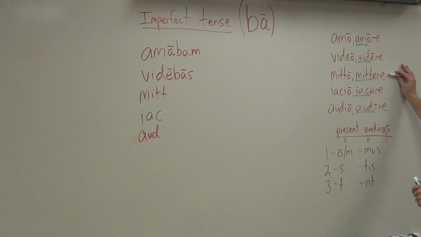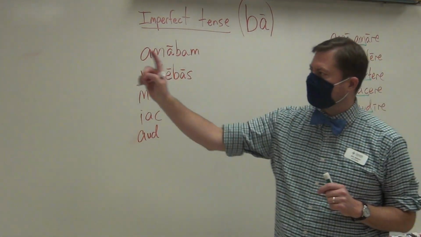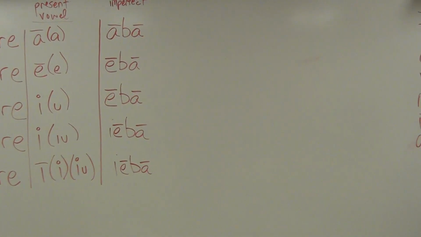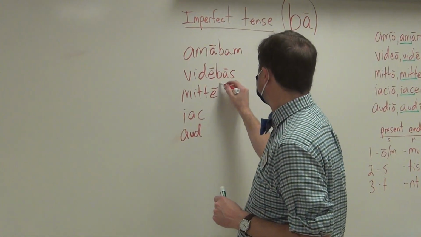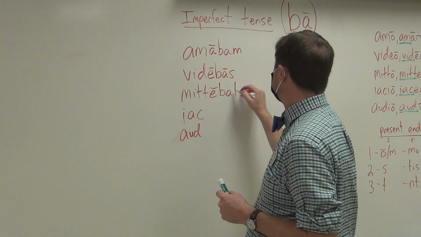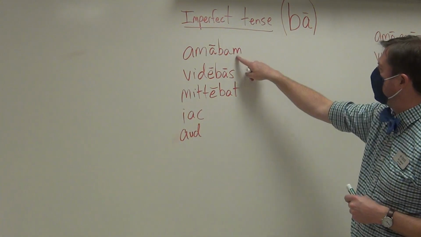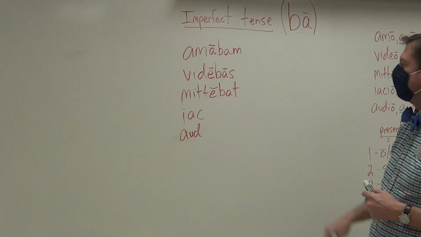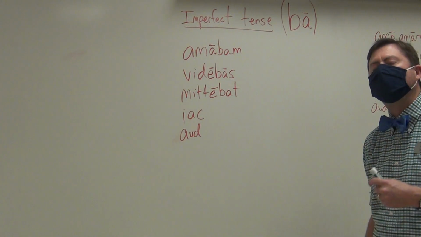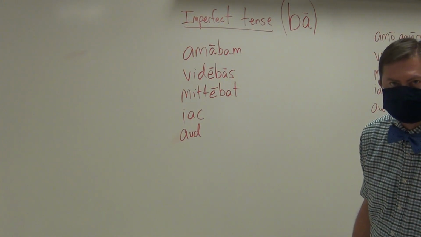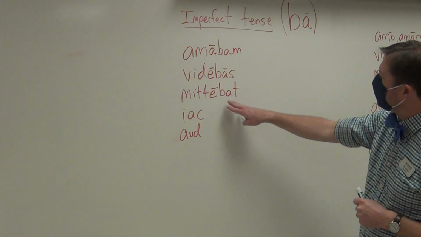Third conjugation. Remember, the symbol of the third is the long EBA as well. You can see it right here for the third. And the T eats the macron like the M eats the macron: mittebat. He sent a letter yesterday. He was sending a letter yesterday. It's the way that we express it, but you can see the BA.